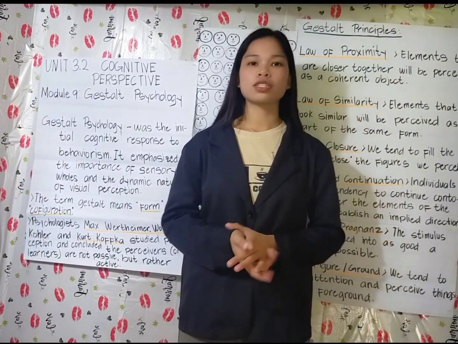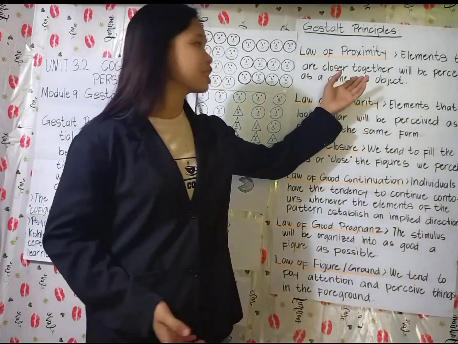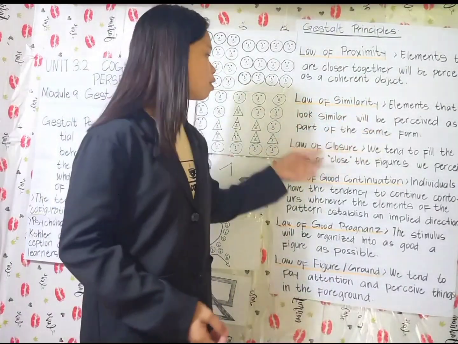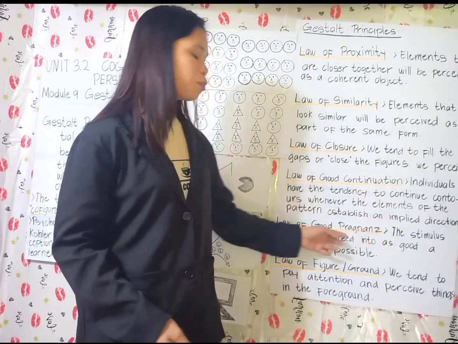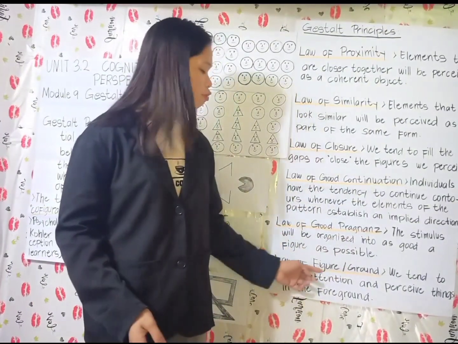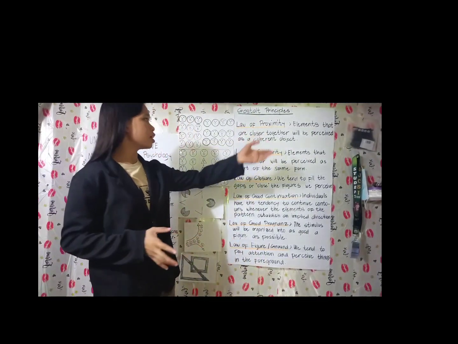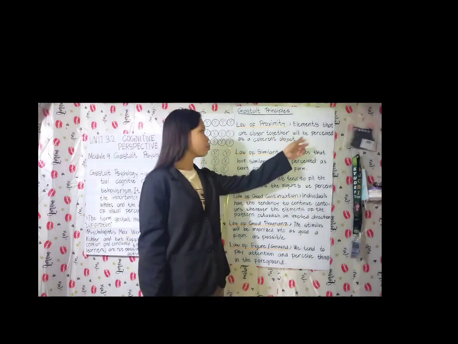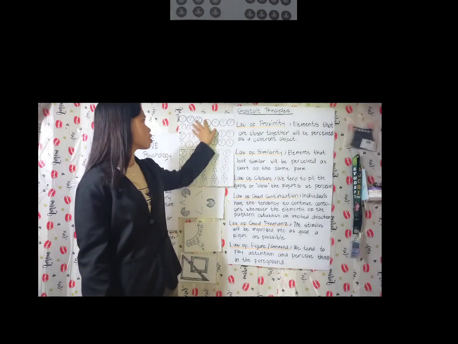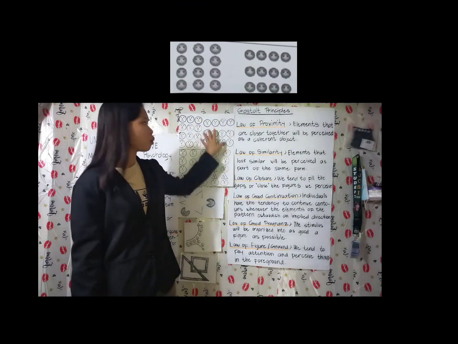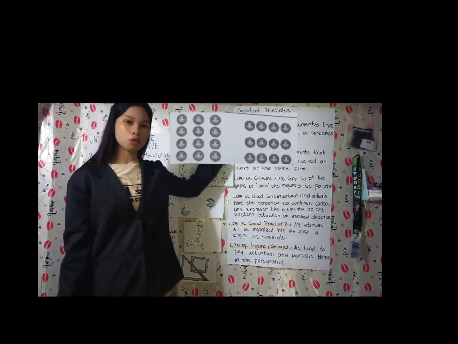Gestalt psychologists have six principles, which are the law of proximity, law of similarity, law of closure, law of good continuation, law of good pragnanz, and law of figure or ground. The law of proximity: objects that are closer together will be perceived as a coherent object. We see here the image, it is an emoji. We didn't see them as individuals, but we see them as a group.